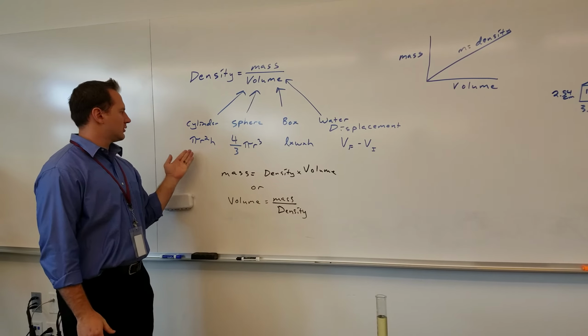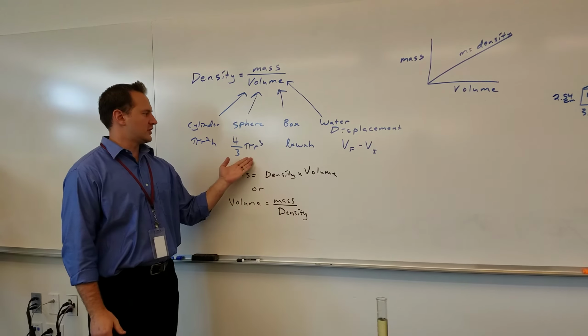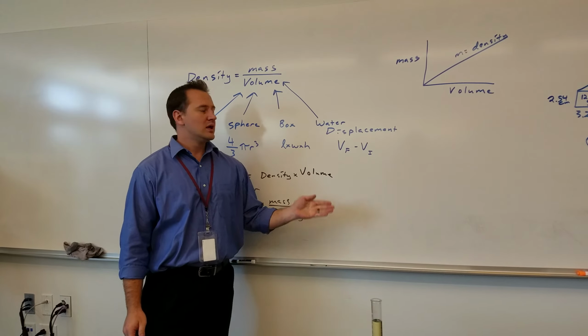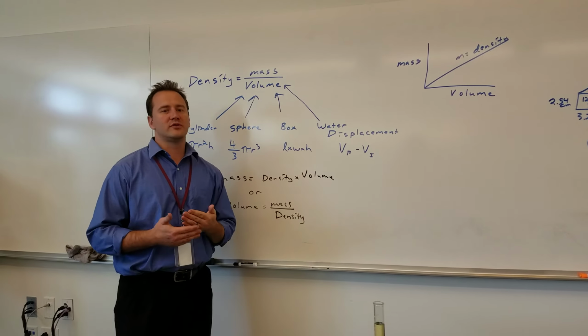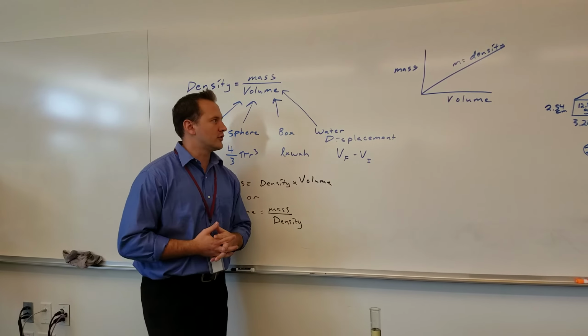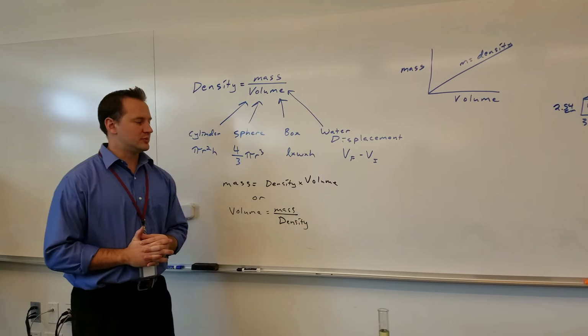If it's a cylinder, the volume is pi r squared h. If it's a sphere, 4/3 pi r cubed. For a box, length times width times height. And if we're using water displacement, all you have to do is look at the final volume once you put the object in and compare that to the initial volume you had before you put the object in.